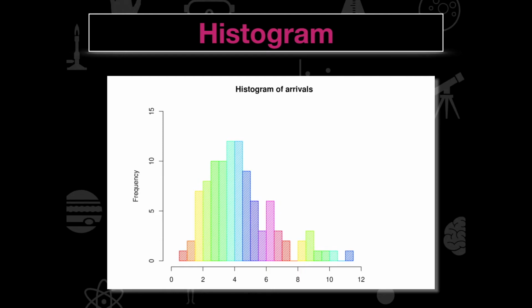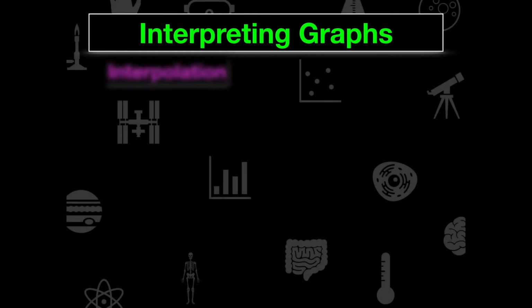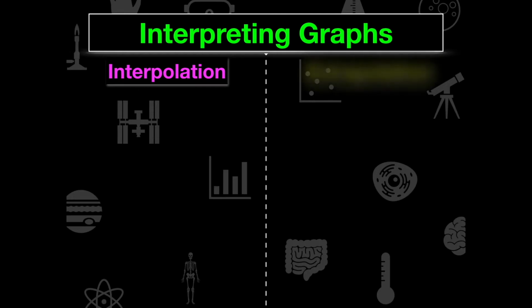And what we can gather from this is the frequency of data points, and we can extrapolate and use curves to understand, as the frequency increases or decreases, what is the effect on the variables that are interlaid within our data points? So there are two ways of interpreting graphs. The first way is interpolation, and the second way is extrapolation.